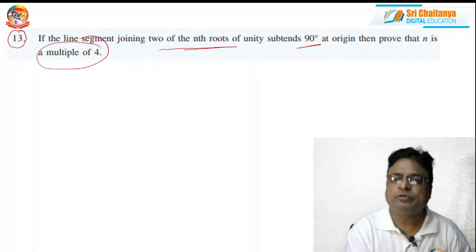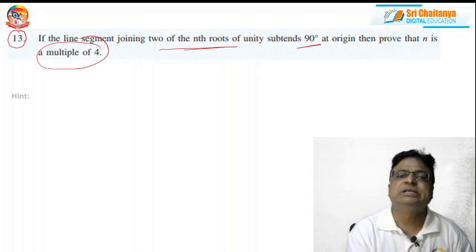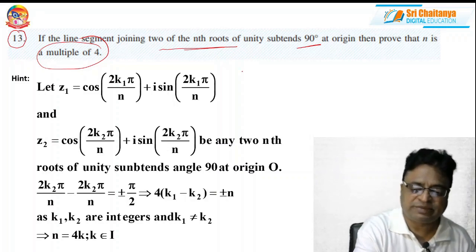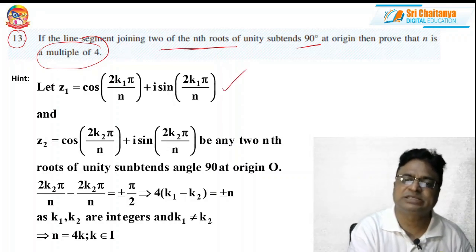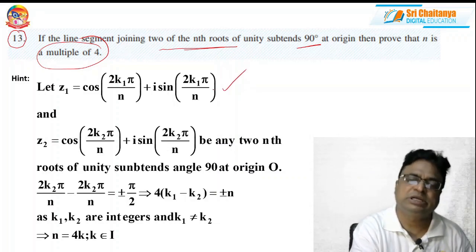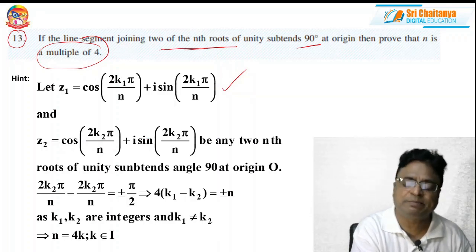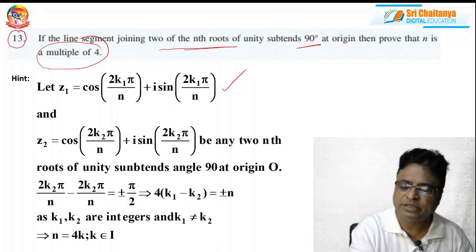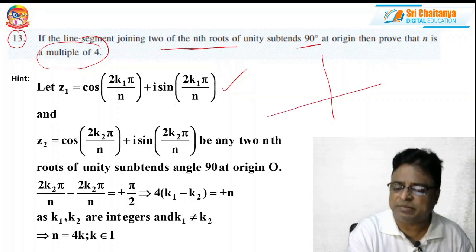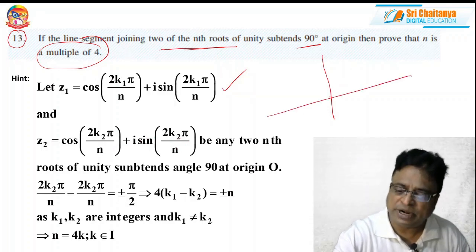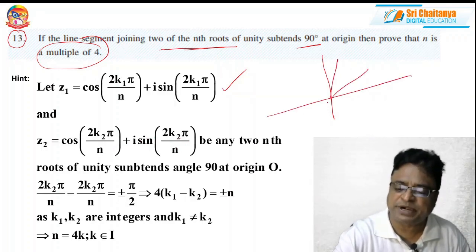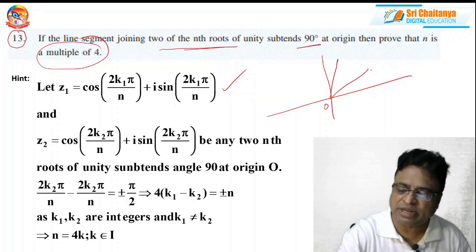Okay. So here, for that, what I am doing is, see, consider this is one of my nth roots, z1 equal to cos of 2k1 pi by n plus i sin of 2k1 pi by n. Similarly, z2 equal to cos of 2k2 pi by n plus i sin 2k2 pi by n. Suppose the diagram may be wrong, but from a rough estimation point of view only, I am drawing the diagram like this. So this is z1 and this is z2.